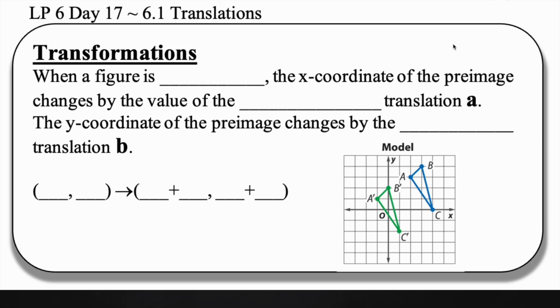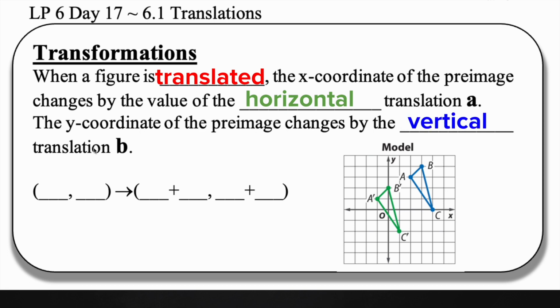In this video, we're going to talk about reflections, although we're really quickly going to review transformations, which we did in our previous week. So when a figure is translated, the x-coordinate of the pre-image changes by the value of the horizontal translation. Hopefully that makes sense. The x-coordinate goes right and left, horizontal goes right and left, and we call that number A. So our horizontal translation is shown as A, and then the y-coordinate of the pre-image is changed by the vertical translation, which we call B.